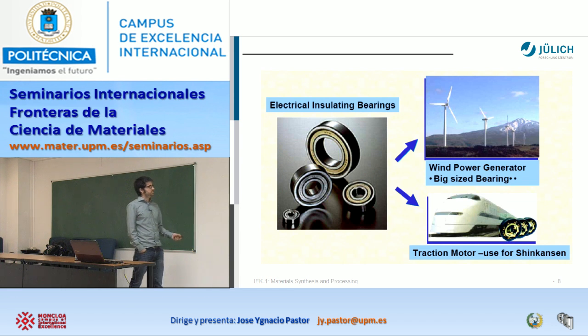Also here, insulated bearings should be coated, for example, for wind power generation, in that case to reduce the friction. Also here, for example, the Shinkansen in Japan, the really high velocity train. I don't know if you have had the opportunity to ride one of them, but it's amazing. It's really fast, and it's always possible because of this kind of coatings and low friction, okay?